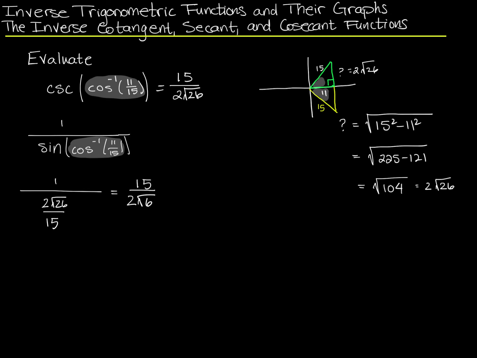Well, it comes down to the domain restrictions. The domain restrictions on cosine were 0 to pi. So in finding the right angle to answer this question, I have to look in these two quadrants. That means this one here is not an option.